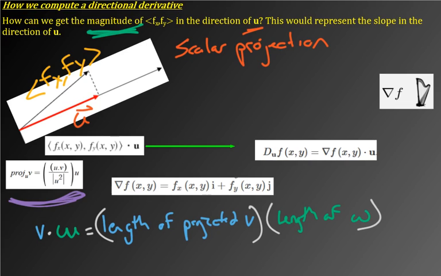And technically you can actually do this both directions. So you could even think of it as projecting the u vector onto here, and then times the length of this vector.